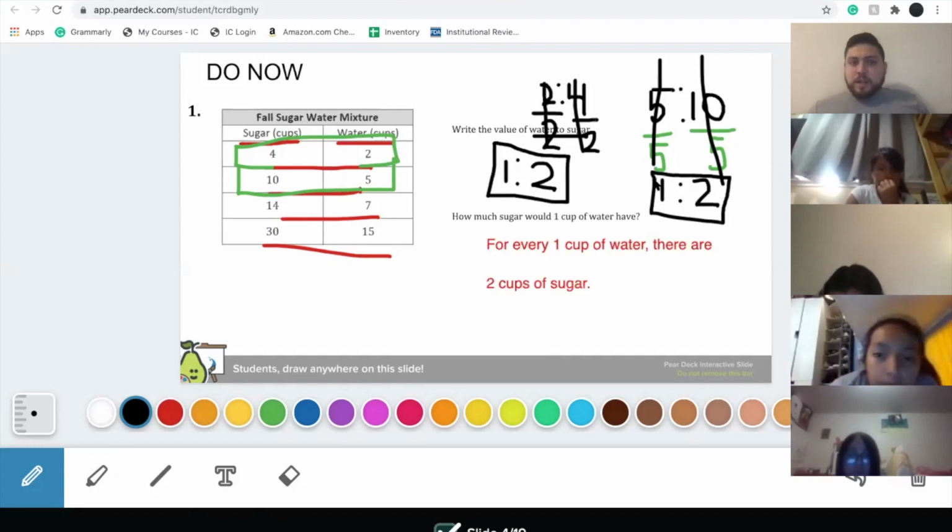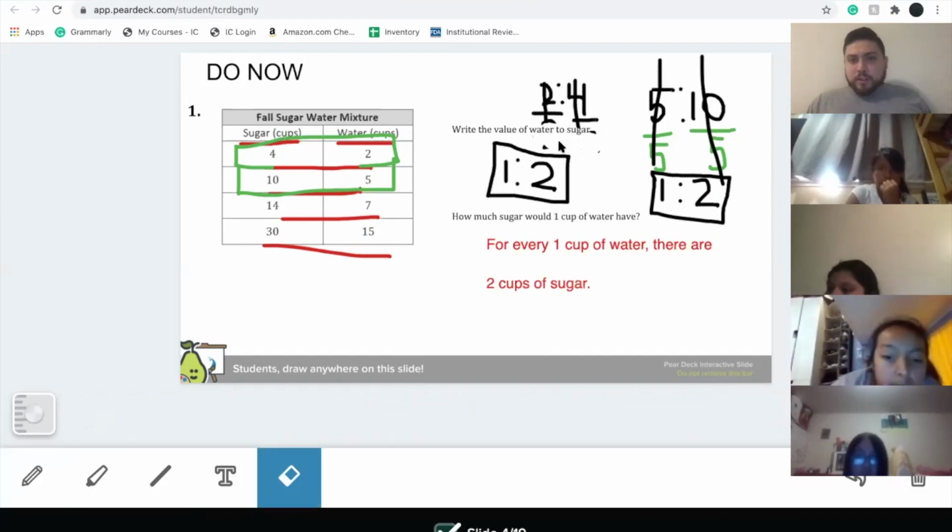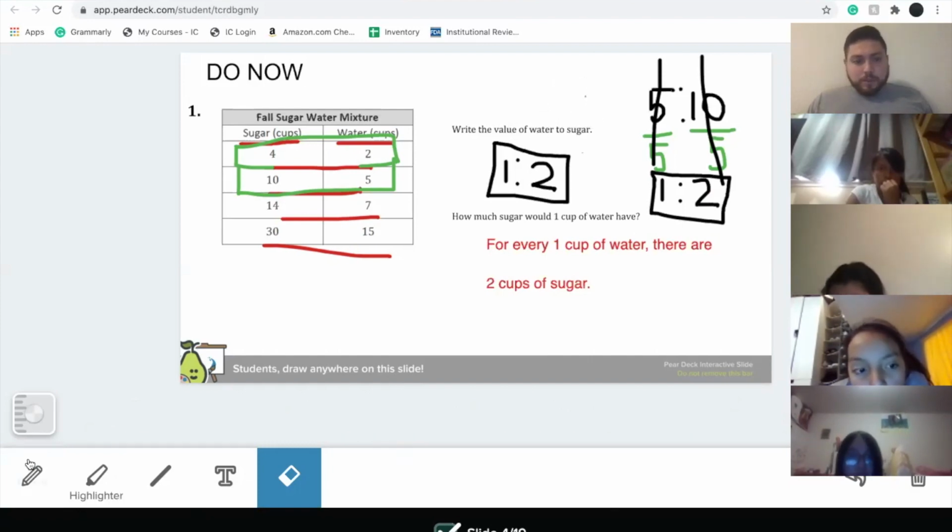1 to 2. I could have done this with 30 to 15. I could have done this with 14 to 7, and I would still have gotten the same value, guys. So you take this value. We know that 1 represents the water. We're doing water to sugar. So we know that the first one was 2 to 4. We divided by 2, and we got 1 to 2. So it's water to sugar. Let me put the little arrow to that.